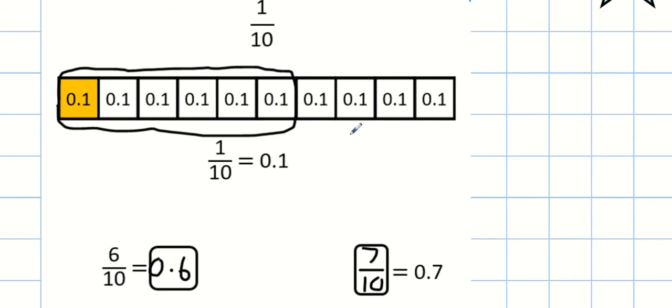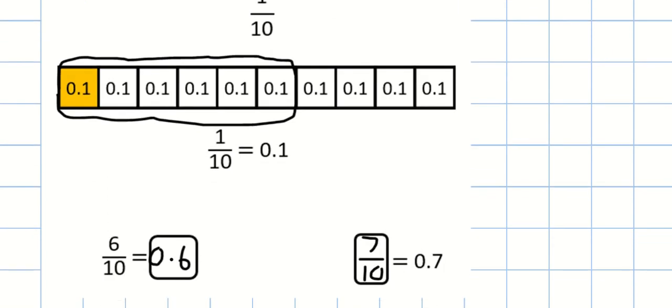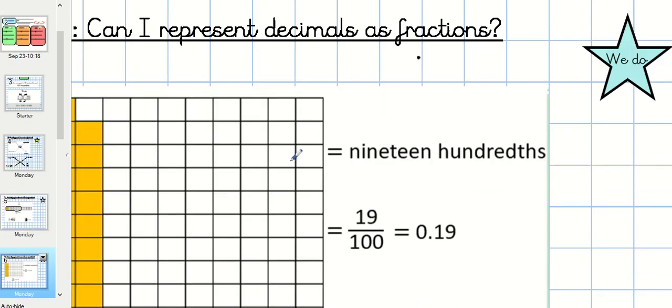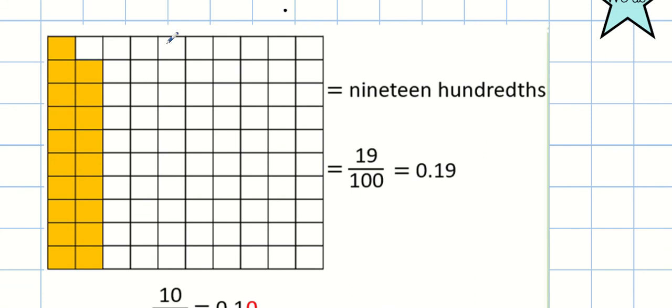Okay, so I think we've really understood how we can change fractions out of tenths into decimals. But now we're going to look at how we can even simplify it. So here, I have 100 altogether.